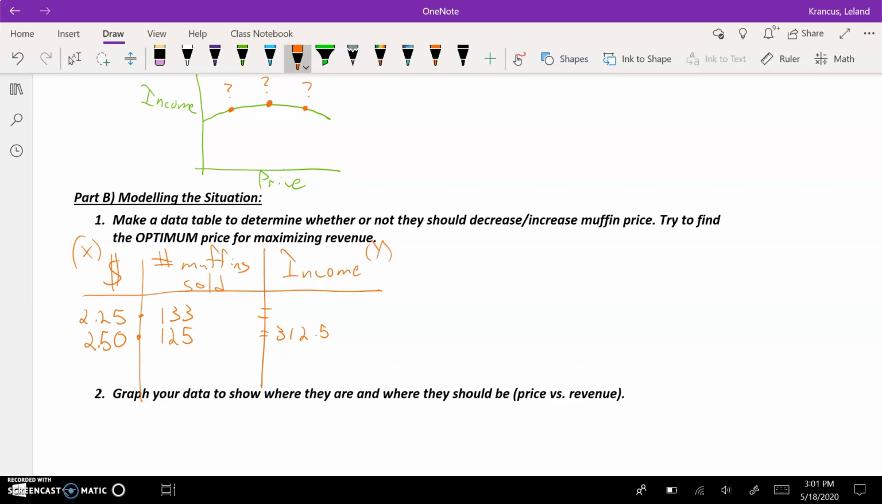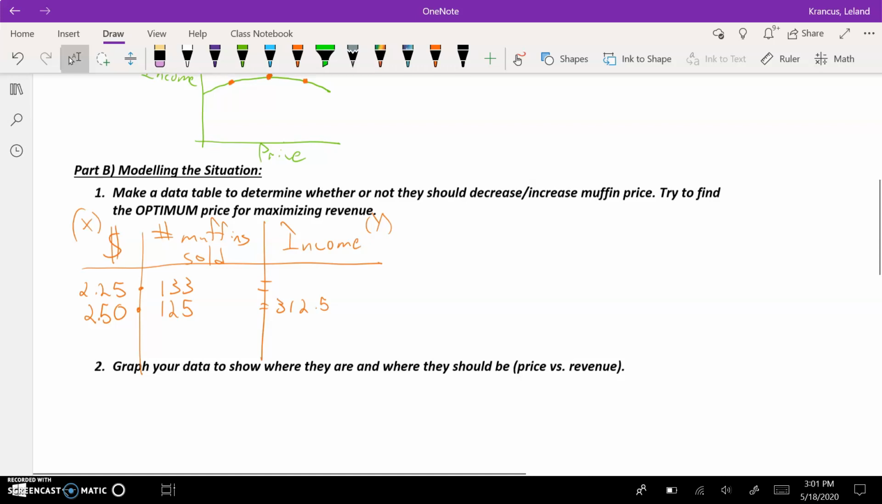Or maybe the income goes down. So maybe they're selling more muffins, but they're selling them for less money, and then it's the less money part that's kind of winning, and so they end up losing money. In that case, you want to jack the price up a bit more. So see what would happen if they were to go to $2.75 or $3. Every time they do that, remember, they increase the price by 25 cents. You're going to lose 8 muffins sold. So it drops to 117, 109, and so on. Multiply the price per muffin by the number sold, and you'll get their total income.